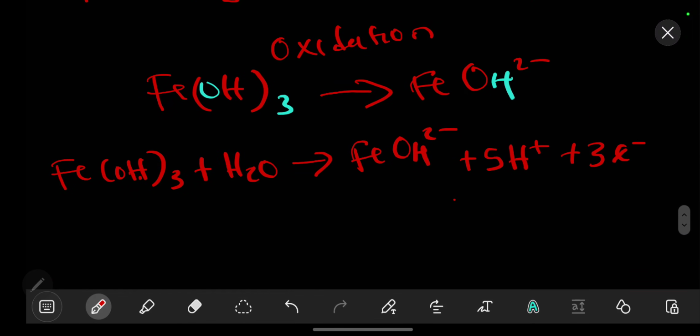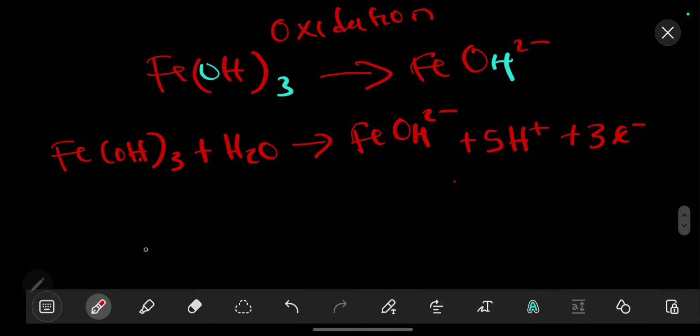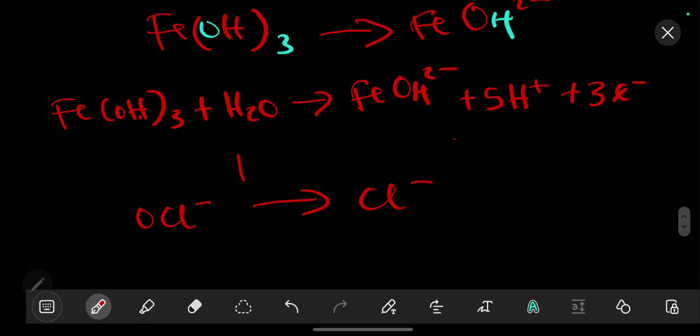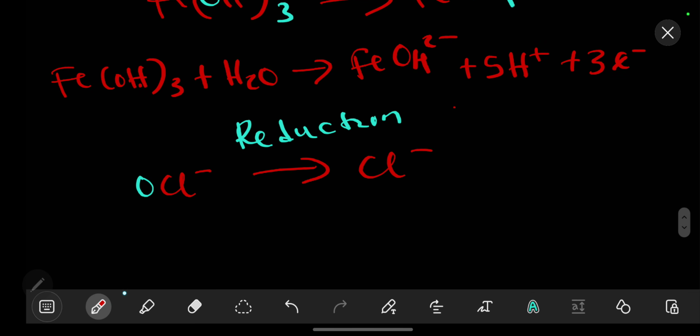Let's look at the other equation. So we have our OCl negative to become Cl negative. For this one it is reduction, in the sense that oxygen has been removed. So this is a reduction. We had oxygen, but we no longer have it. So likewise, add your water. Add water where there is no oxygen.